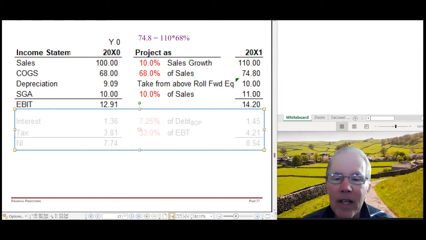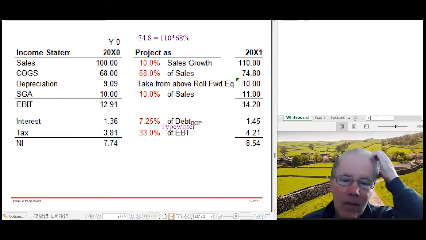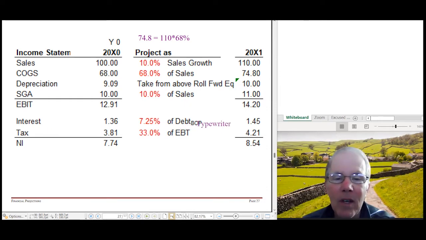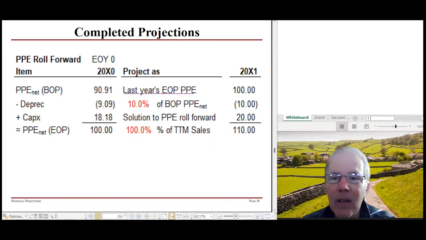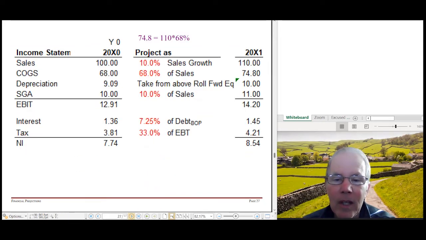And we subtract all that, we get our EBIT, and then we go through with the interest is going to be 7.25% times our beginning of period debt. And we know that from here's our debt in the prior year, end of prior year is beginning of current year. So that's going to be 7.25% times 20 there. And let's go ahead and do that.